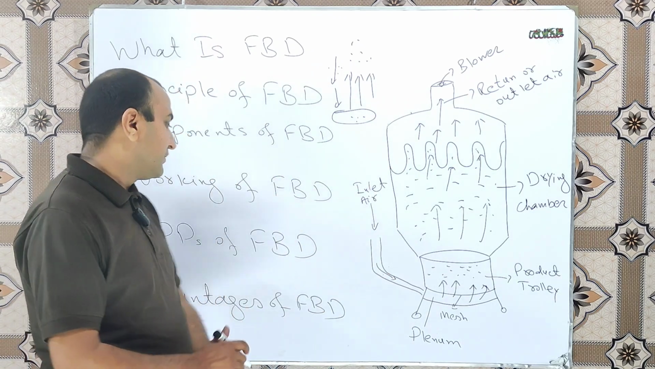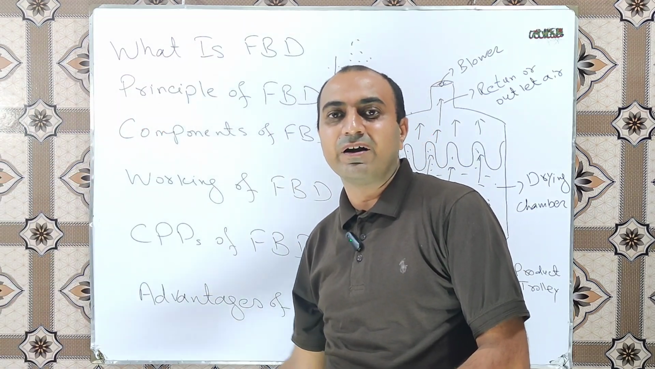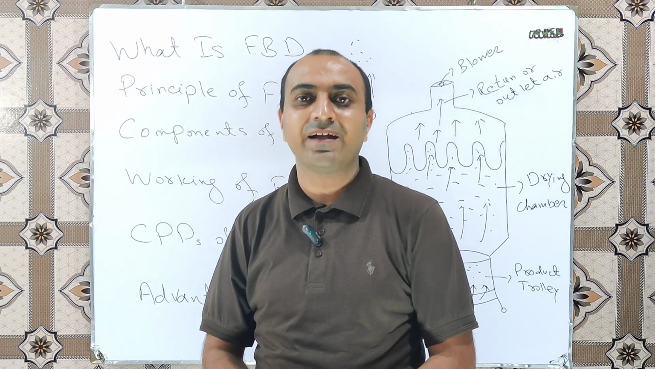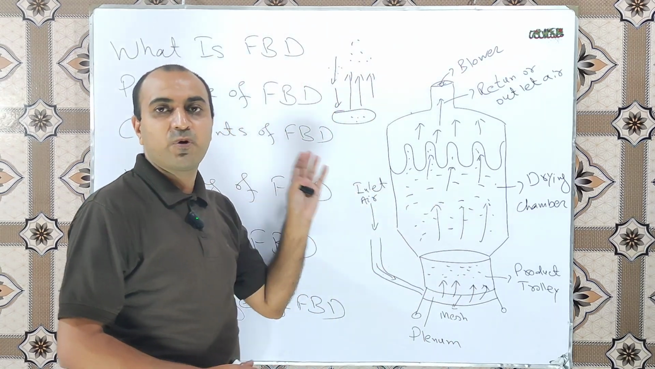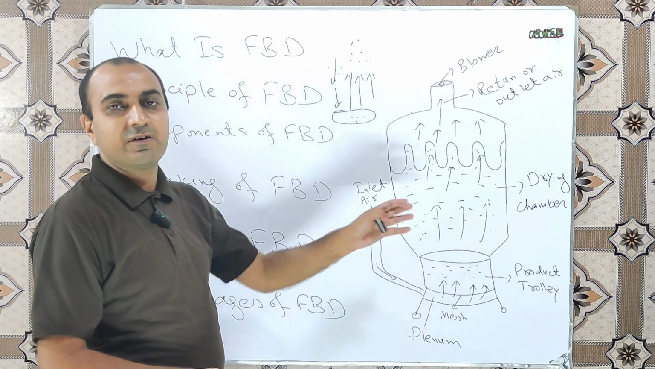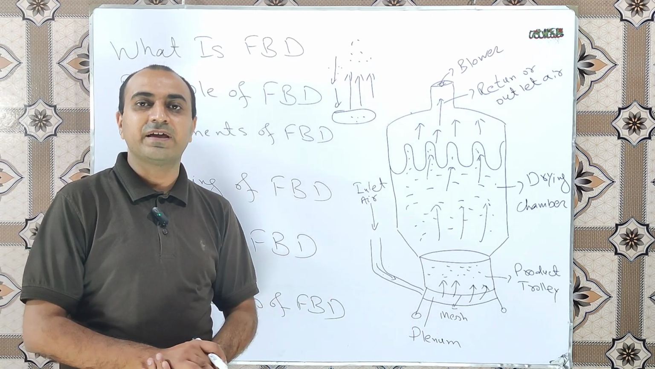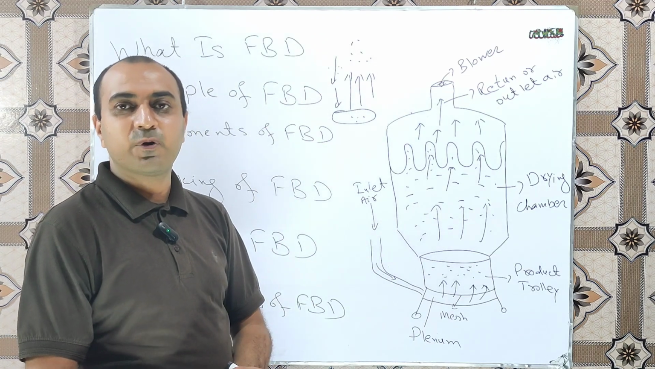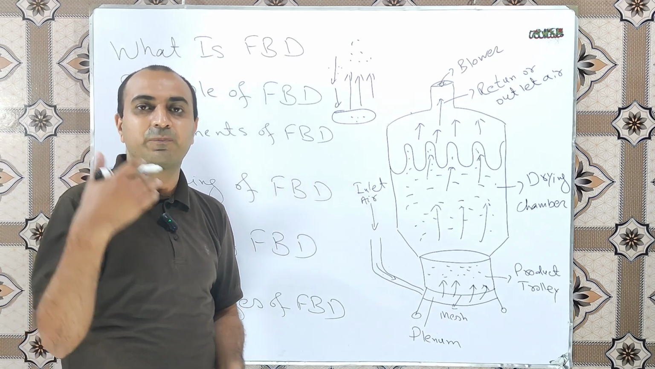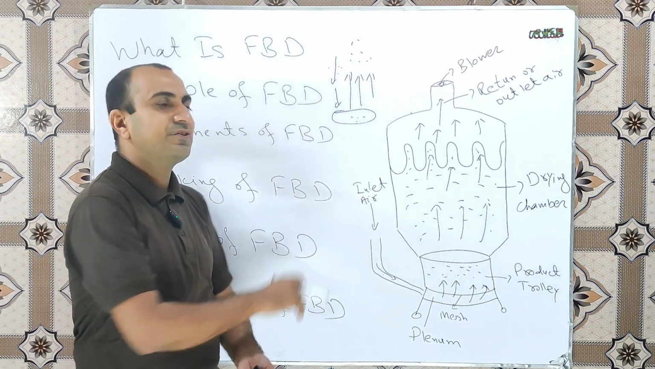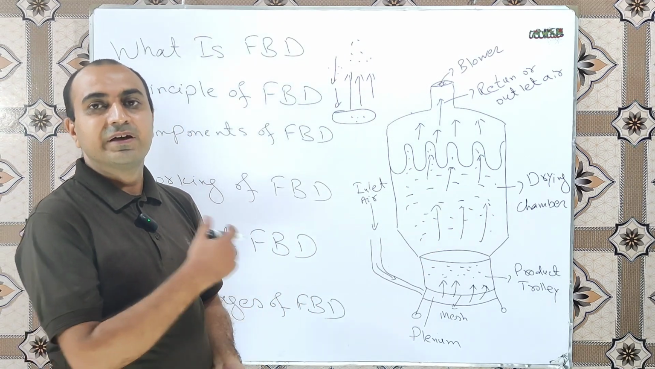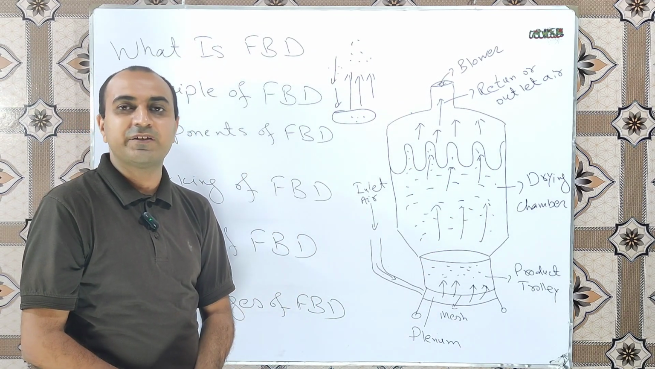The next one is, what are the advantages of the FBD? The most common advantage of FBD is that a large quantity of product can be dried in a shorter period of time. Meaning, if we dry our product in tray dryers, it takes a lot of time and results in wastage of time. Drying is very prolonged, but by using the fluidized bed dryer, we can dry our product in a short period of time. The next one is that the cleaning of the FBD is very simple.